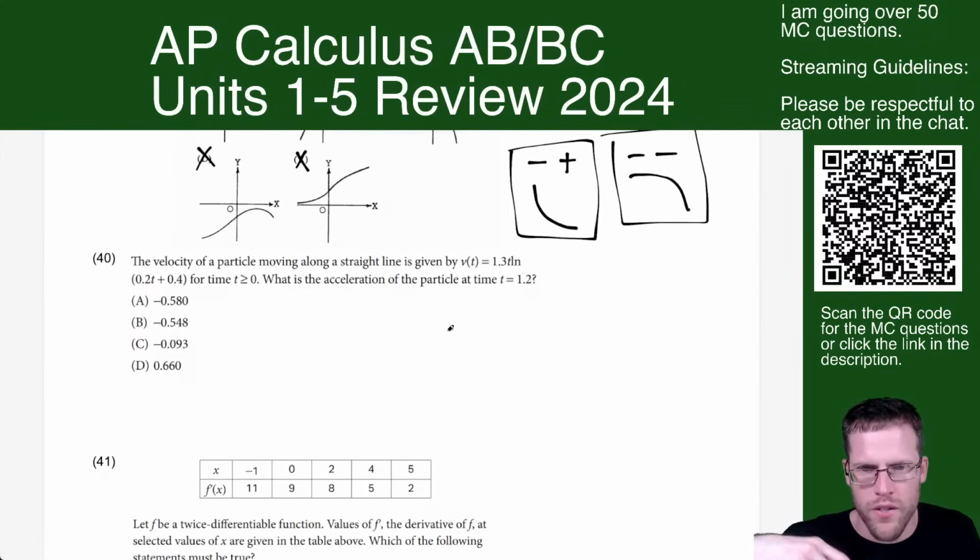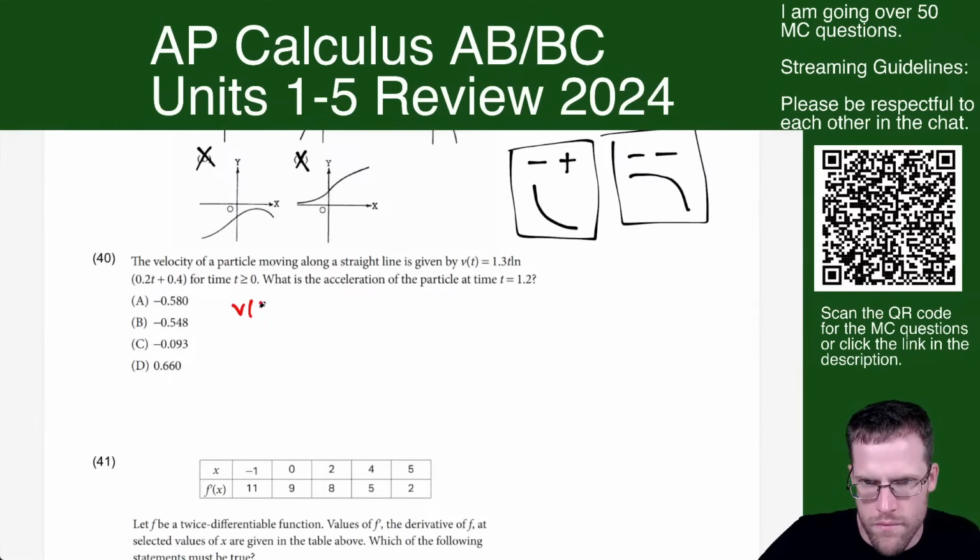Oh, we get to use a calculator for this. So motion. v of t is equal to this. And then ln of 0.2 t.